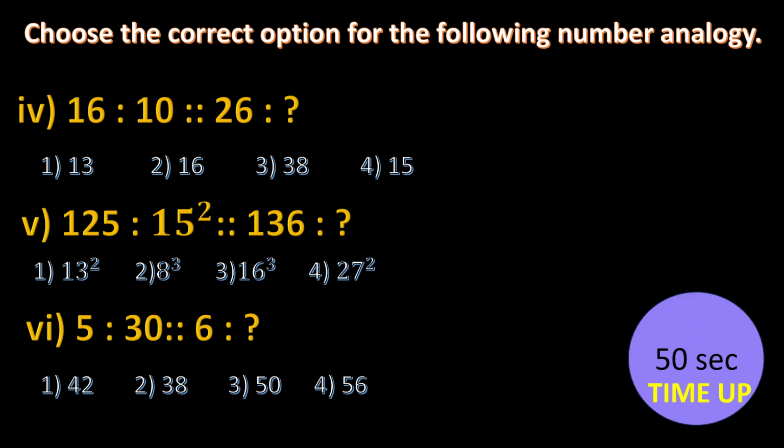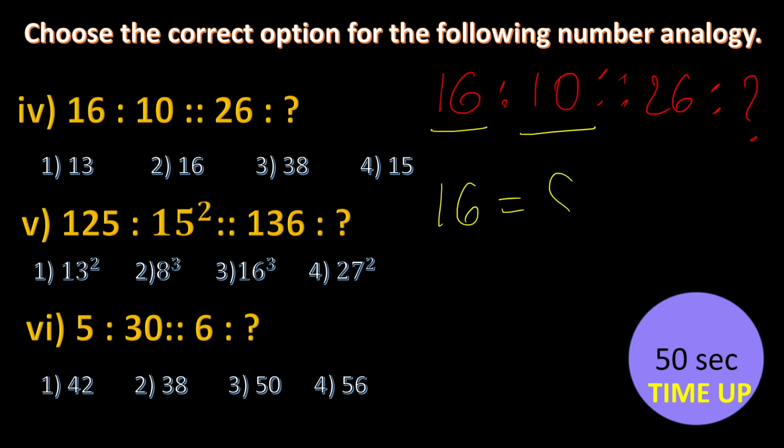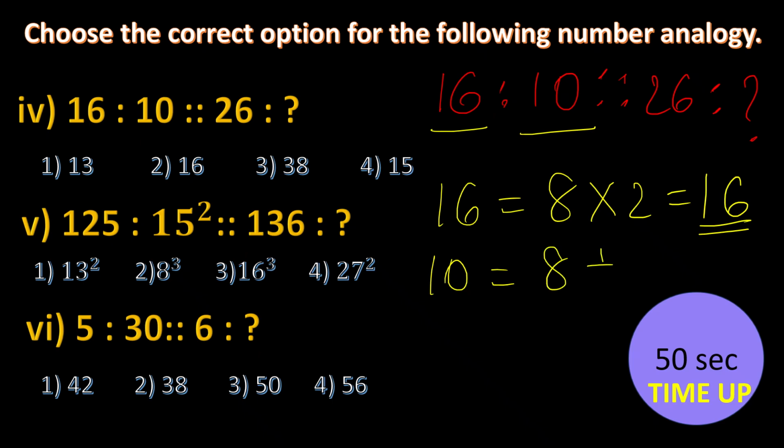Okay, time up, students. We'll see. First one, 16 is to 10 is there. 26 is to what? So how do we solve this? 16 is to 10. Then we have 26 is to what? So from 16, how did you get 10? If you carefully observe, 8 into 2 will give you 16 as the answer. 10 will be 8 plus 2, which will give you 10 as the answer.